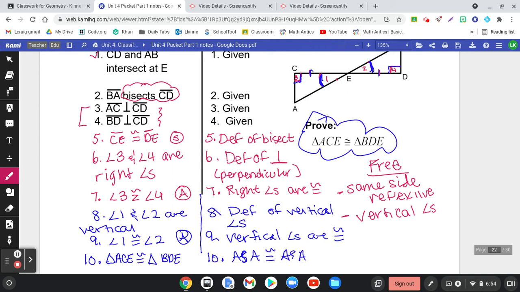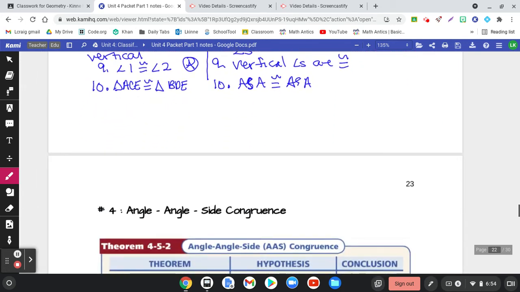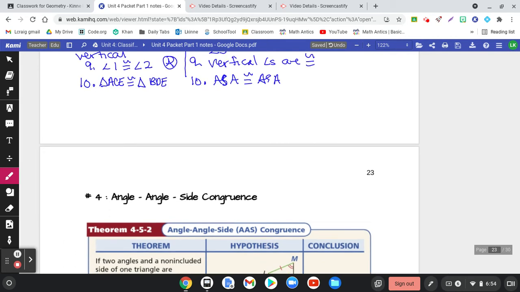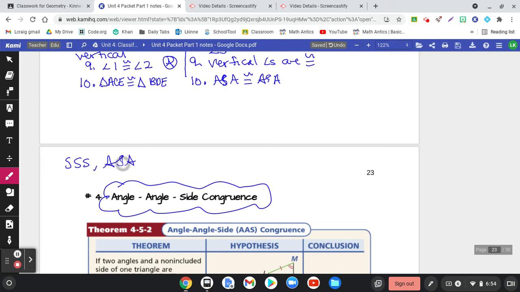Okay, so all these proofs are very similar. It's just a matter of which one you have. All right, and the last one we're going to talk about today is angle, angle, side. So let's write down the ones that we have so far. I'll check it in your packet, so you can prove it by side, side, side, angle, side, angle, the opposite of that, side, angle, side, and now angle, angle, side.